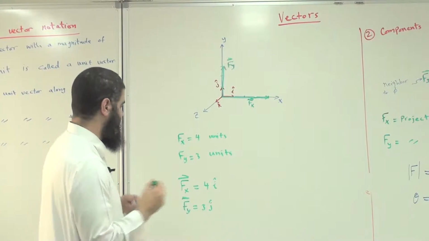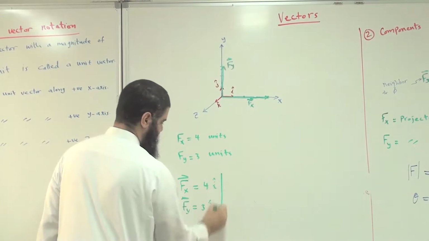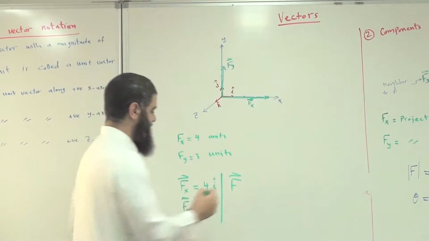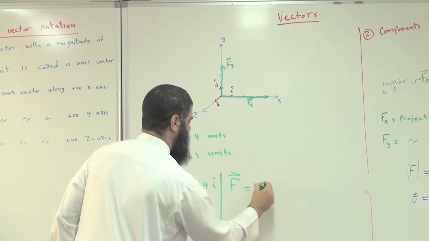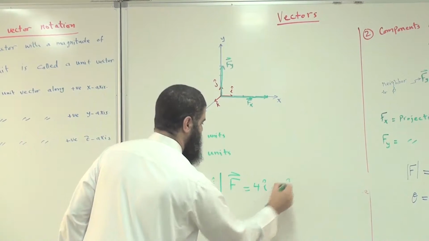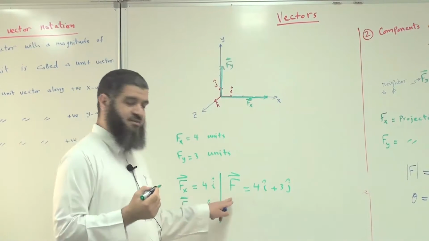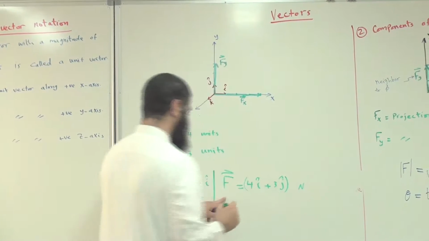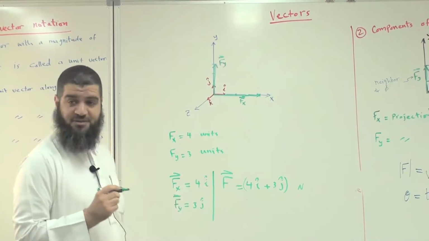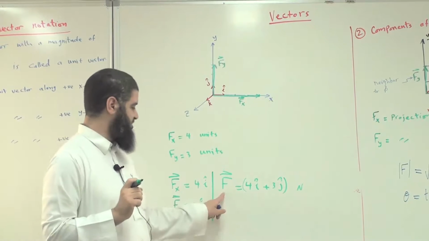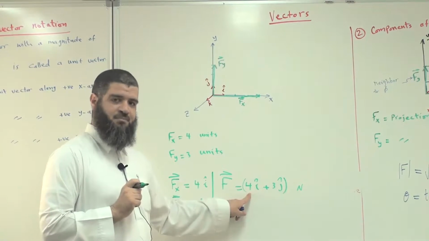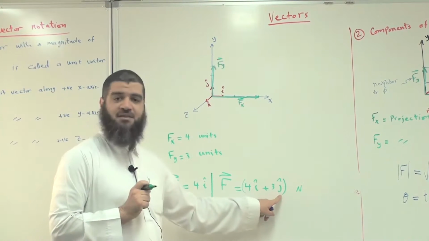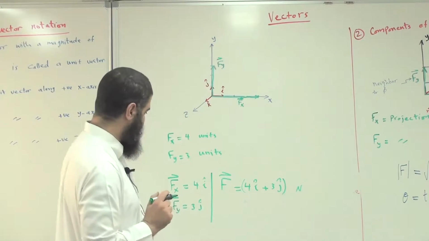So I can write my vector, in this case my vector F, simply, without talking too much. F is simply 4i plus 3j. And I say that this is the force vector. You might give also the units. It is given units of newtons. When you see the vector written like this, immediately you will know this vector has 4 units along the positive x-axis, and also it has 3 units along the positive y-axis.